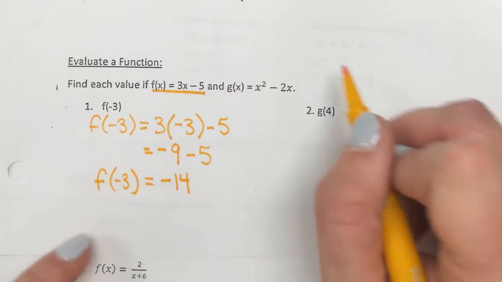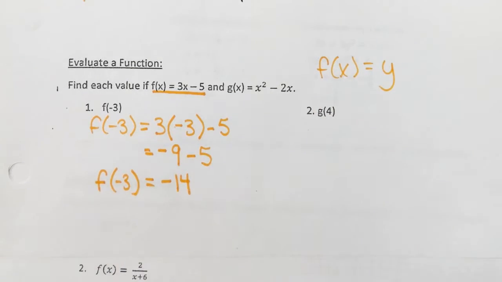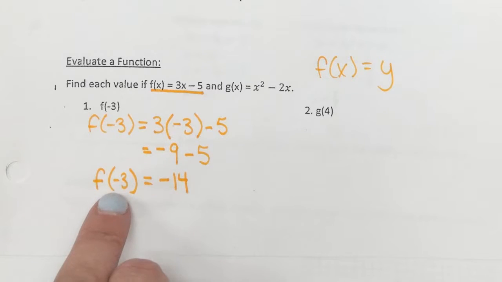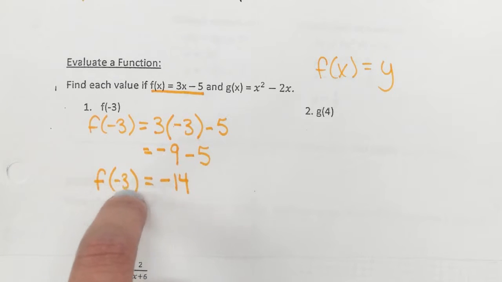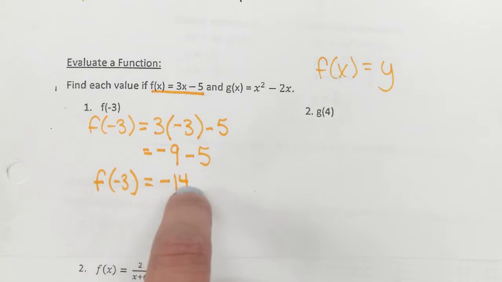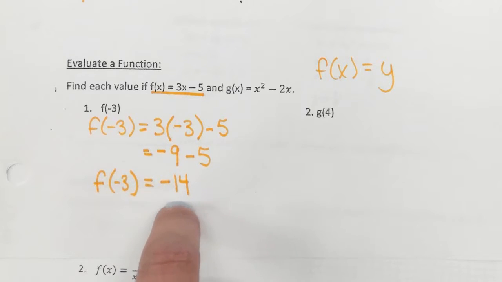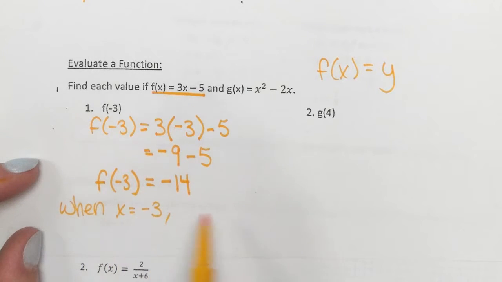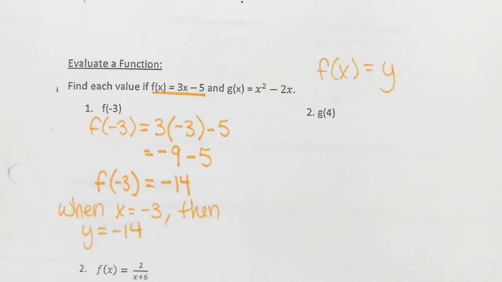Y. Because remember, f of x was the same as y. Do y'all remember that from Algebra 1? Okay, so here we go. What letter was this? X. So that means when I graph this, what x value am I going to go to? Negative 3. And when I go to negative 3, I'm going to have a y value at negative 14. That's what it means. Does that make sense to everybody? So this means when x equals negative 3, then y equals negative 14. You have to understand what that means. I would write that down if I were you.